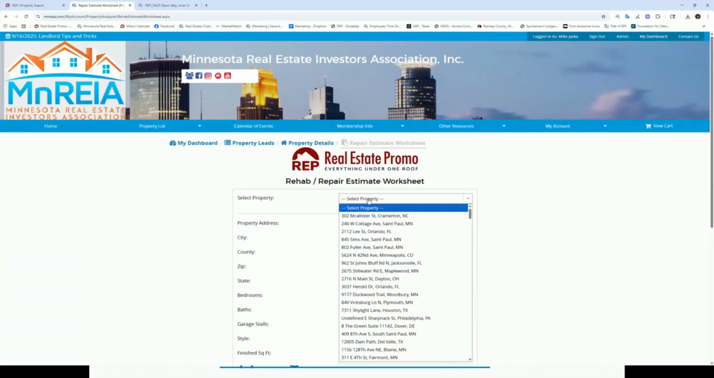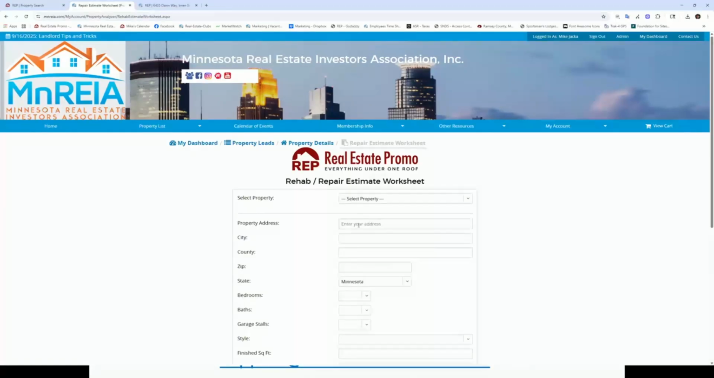And we can either select a property that's already in our dropdown. And these would be properties that maybe we got a lead from a seller, or that we put in here manually because we were maybe out looking at properties on our own. Right? And so I'll just put one in here because I don't think I have it in there. Gosh, I'm drawing a blank. What is my property address?